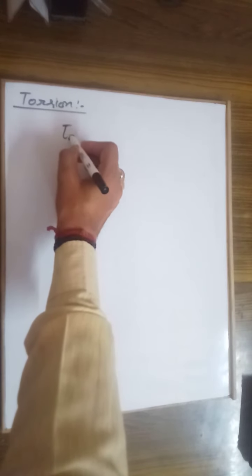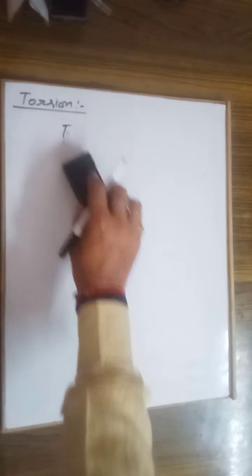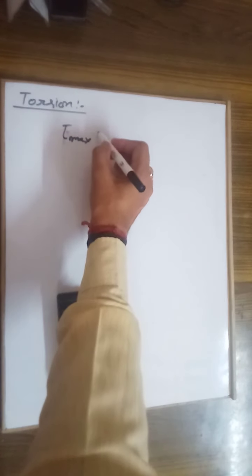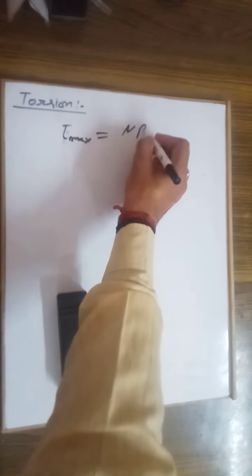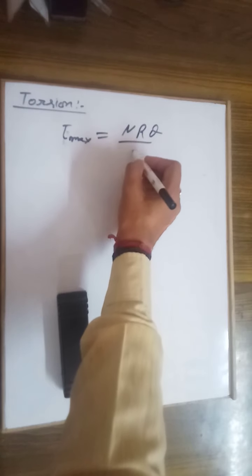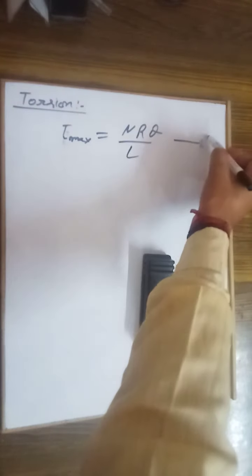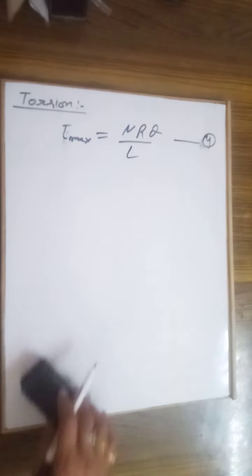So finally, tau maximum. This value we have is n r theta over L. This is our equation number 4, I think.